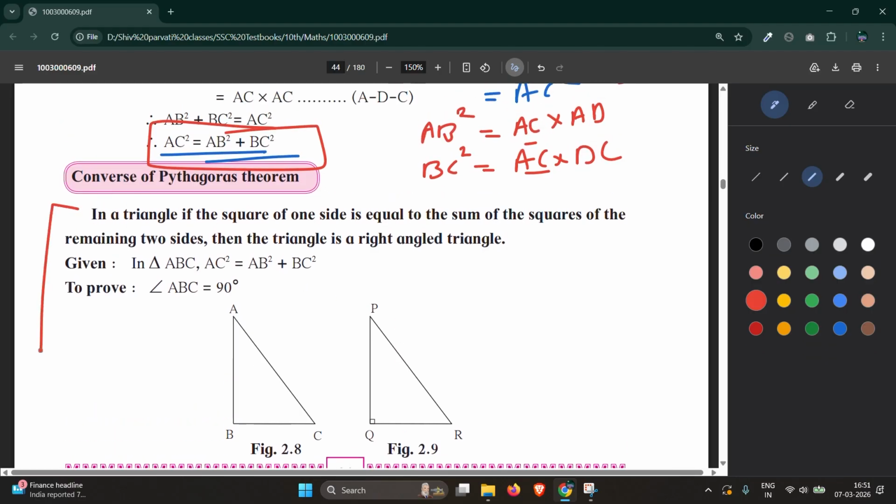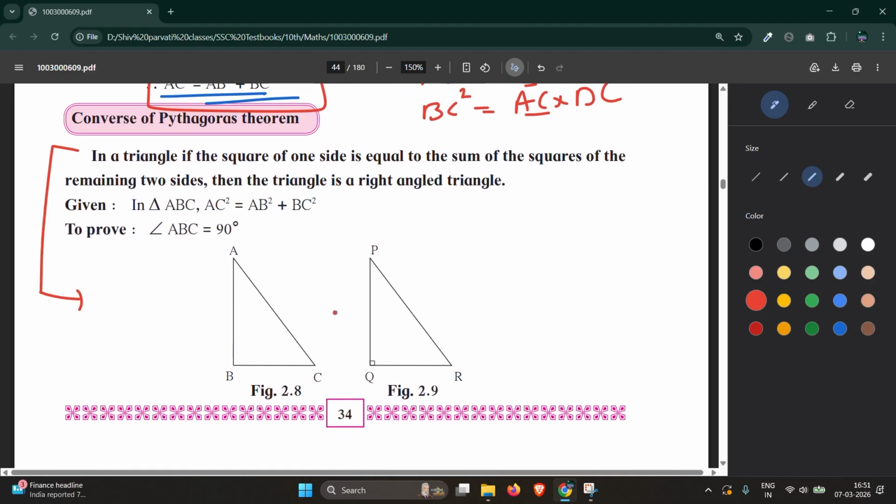Now the converse of the Pythagoras theorem is nothing but the opposite statement. That is, if there is a triangle where the length of one side squared is just the summation of the other two sides squared, then that triangle is a right-angled triangle. That is, that triangle has a 90-degree angle.